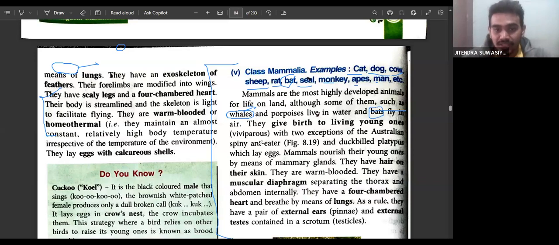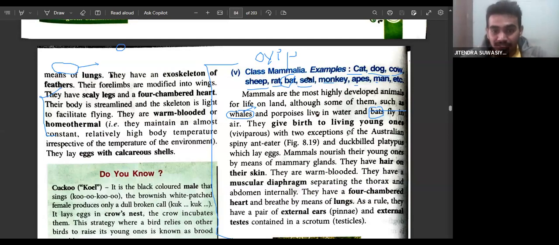So they give birth to living young ones, that is viviparous. So we have oviparous and viviparous. For the Aves, the birds, we can say that they are oviparous because they produce eggs. And the animals which directly give birth to living young ones, we can say viviparous.